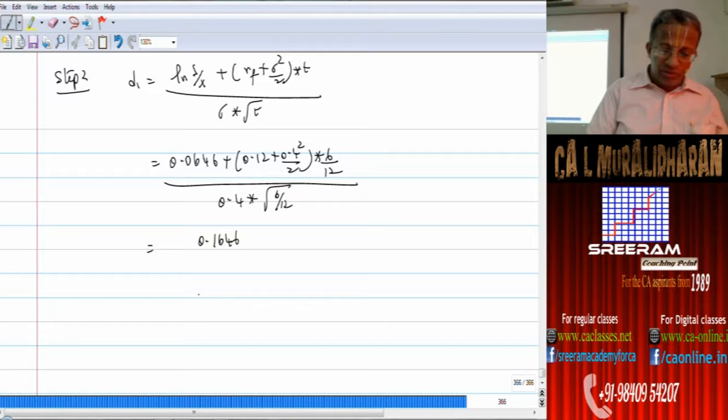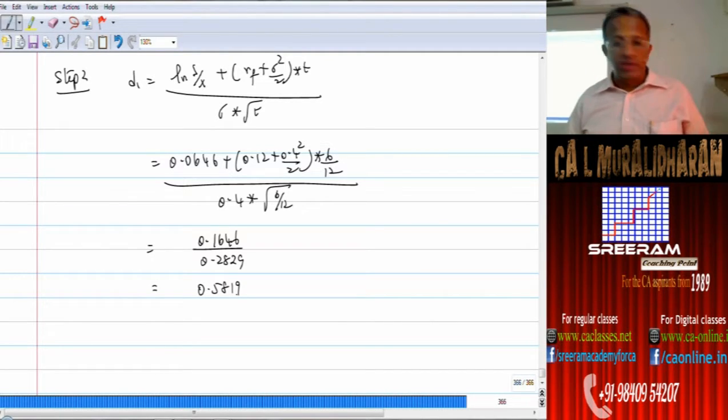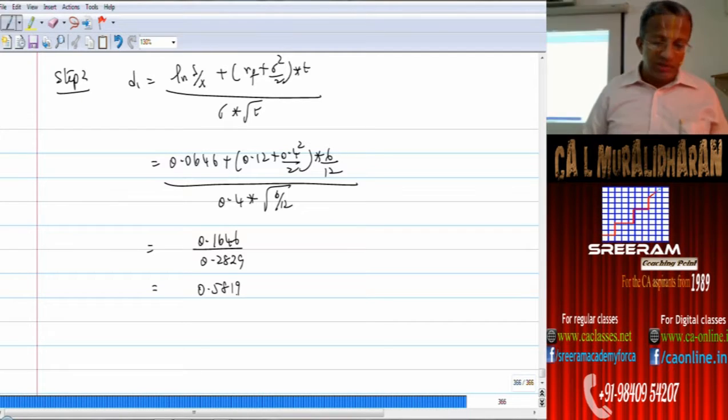0.5 square root into 0.4, 0.2829. D1 is 0.5819. Okay. Somehow my calculator is only saying that 4 digits are set.